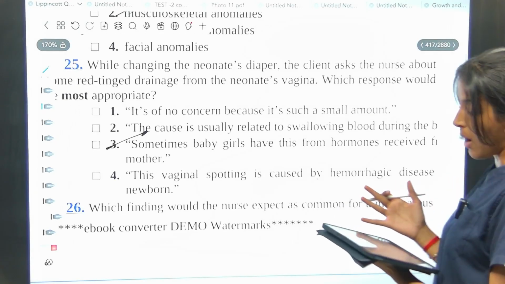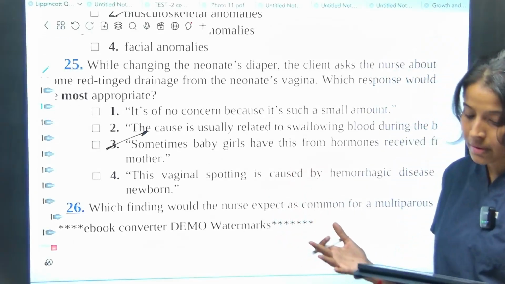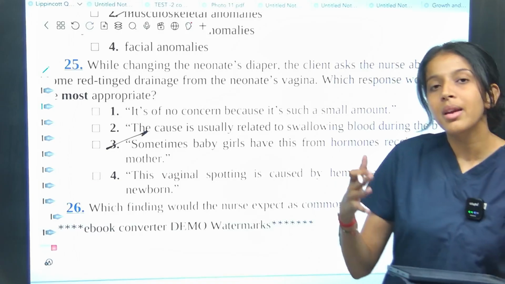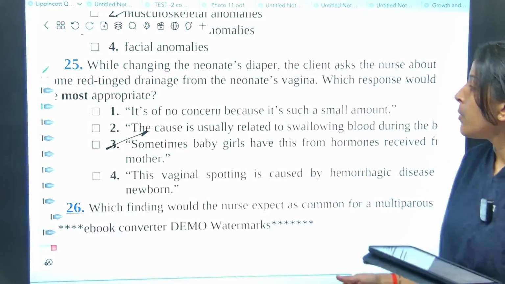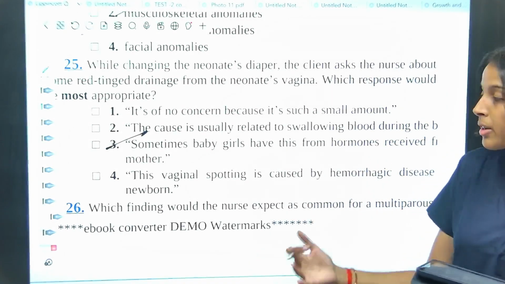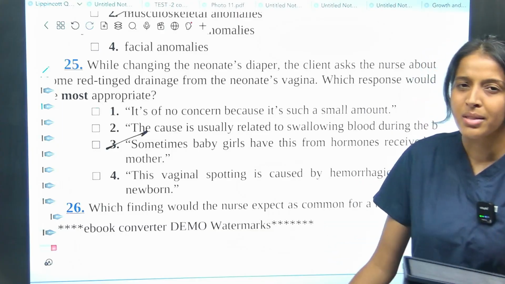Sometimes baby girls receive hormones like estrogen from the mother. If the baby receives estrogen from the mother, the increase in the level of estrogen can cause vaginal bleeding. So this is normal, not a risk.